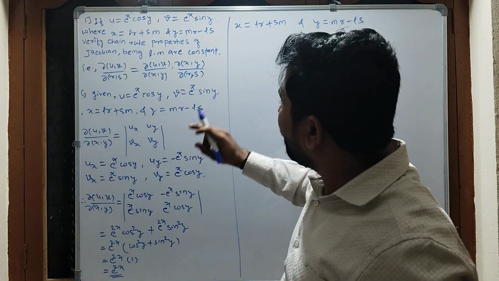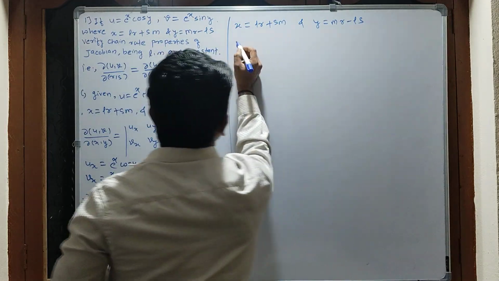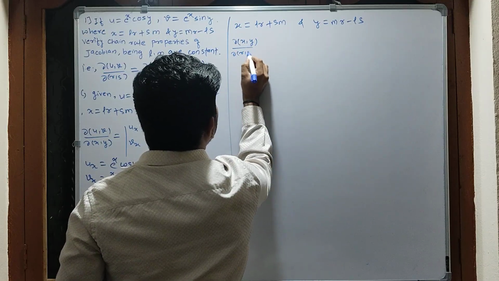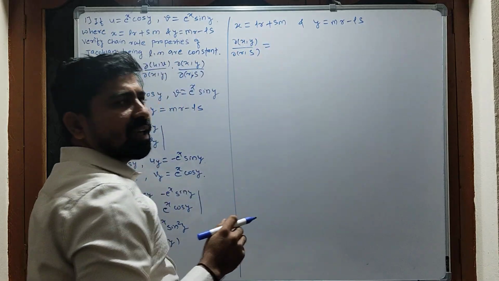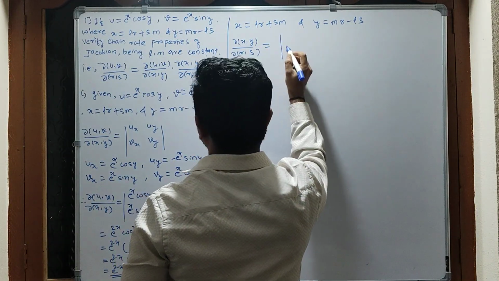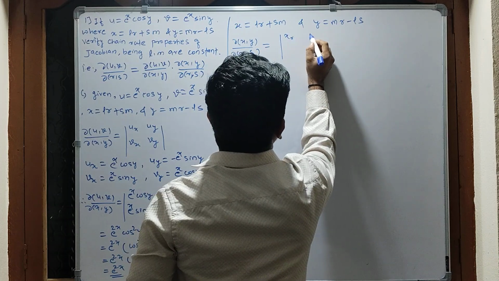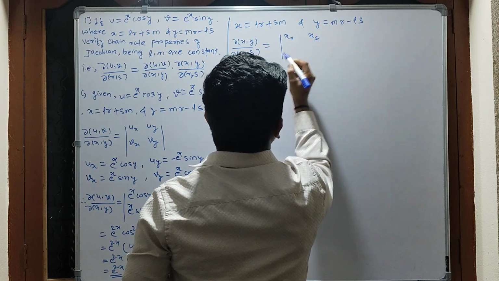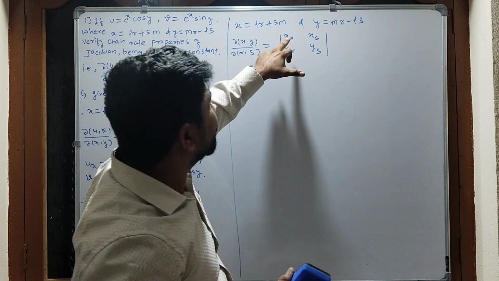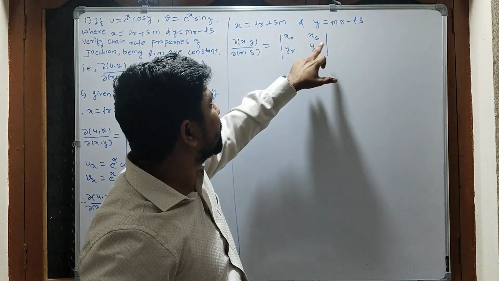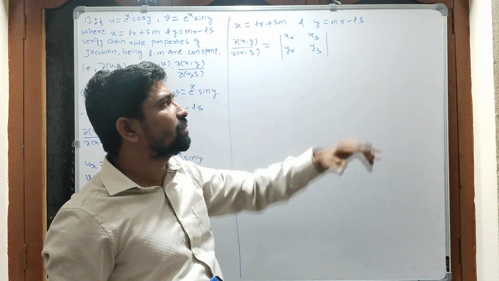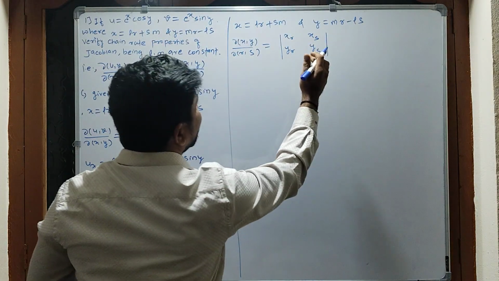So now I want to find the Jacobian of x comma y with respect to r comma s. Here r and s are the variables and L comma M are constants. So it is equal to the determinant with xr and xs, the partial derivative of x with respect to r and the partial derivative of x with respect to s, as the first row, and the partial derivative of y with respect to r and the partial derivative of y with respect to s as my second row. So I want to find xr, xs.